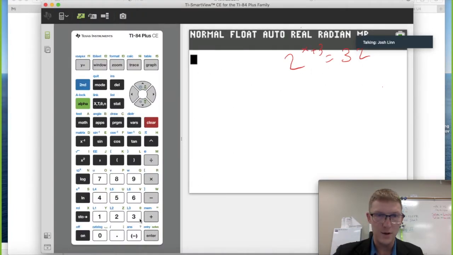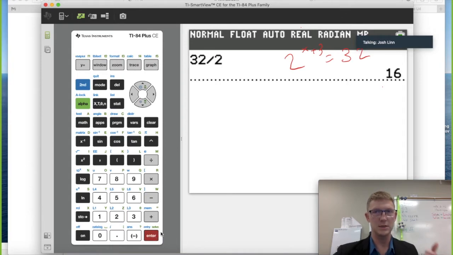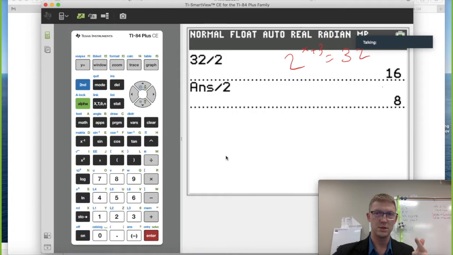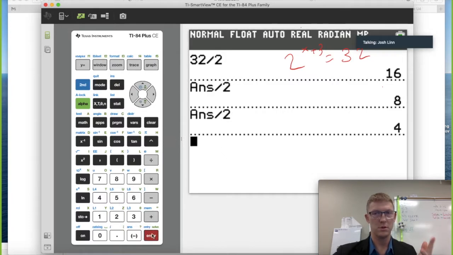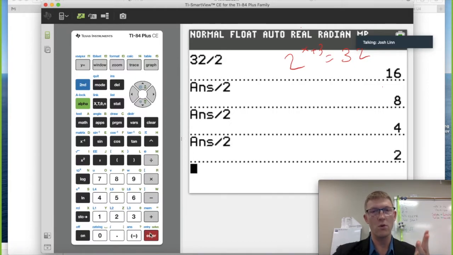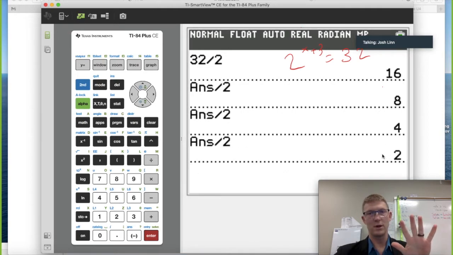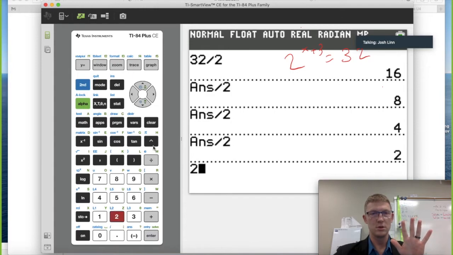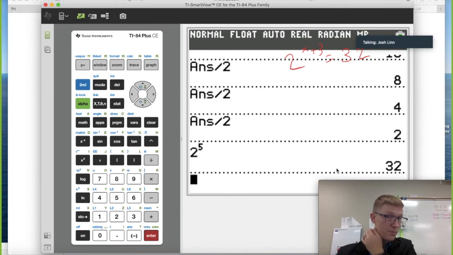So we've got 32 divided by 2. That's 1. Divided by 2. That's 2. Divided by 2. That's 3. Divided by 2. That's 4. And then my last 2 is 5. So I can check that 2 to the power of 5 is equal to 32.